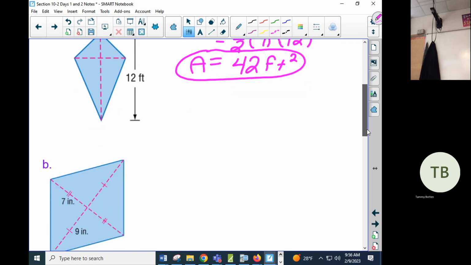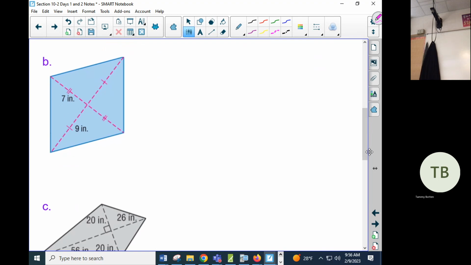Okay. If we look at this one, now one of the things you have to know in a rhombus, and this was something we learned about a parallelogram, a rhombus, a rectangle, and a square, is that the diagonals bisect each other. So these 2 pieces are always going to be equal, as well as these 2. So if this is 7, this is 7. If that's 9, that's 9. So you absolutely have to know that.